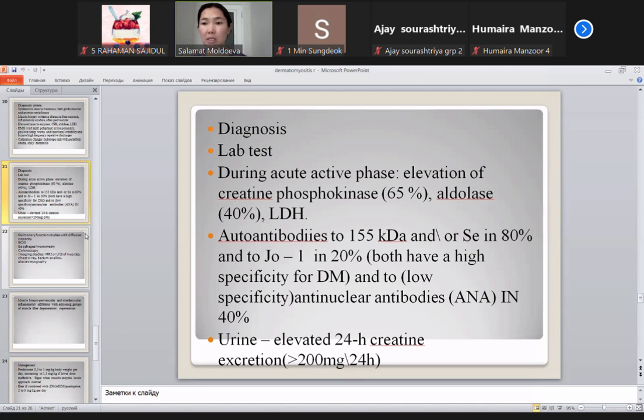There will be increased muscle enzymes. I hope you remember in the beginning I said there will be microinfarction and necrosis of muscles, and due to this necrosis, do you remember, students, in myocardial infarction, did you pass the cardio subject?